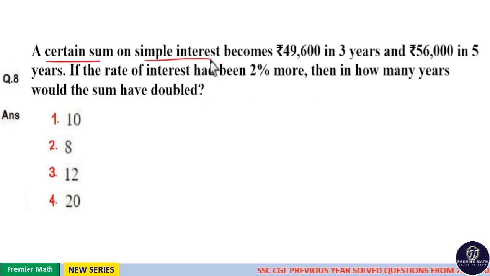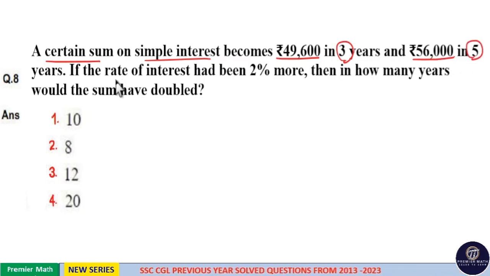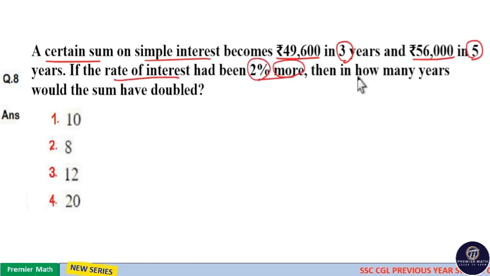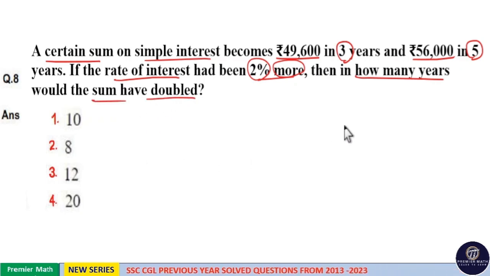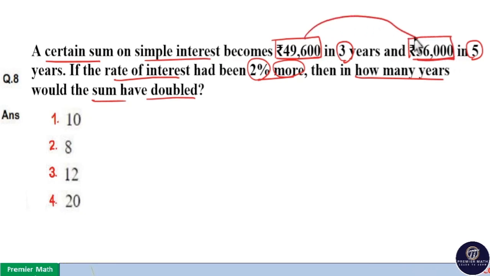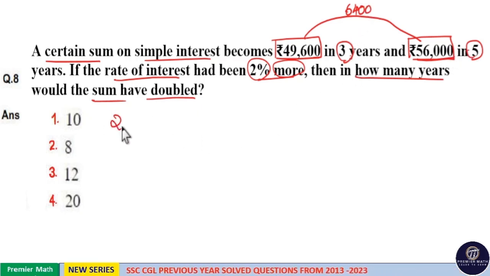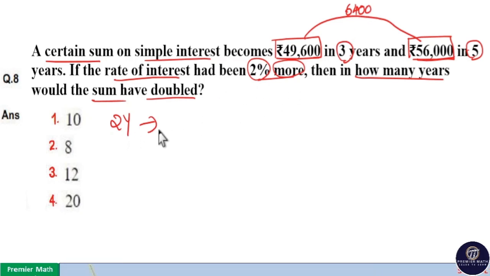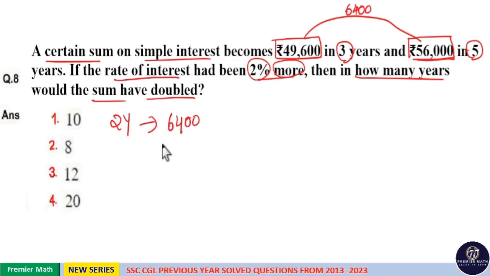A certain amount on simple interest becomes 49,600 in 3 years and 56,000 in 5 years. If the rate of interest had been 2% more, in how many years would the sum have doubled? Here the difference between the 3-year sum and the 5-year sum is 56,000 minus 49,600, that is 6,400. And the 6,400 is generated in 5 minus 3, 2 years. So in 2 years, the extra amount generated is the interest generated. So in 2 years, interest generated is equal to 6,400. Then in 1 year, interest generated is 3,200.